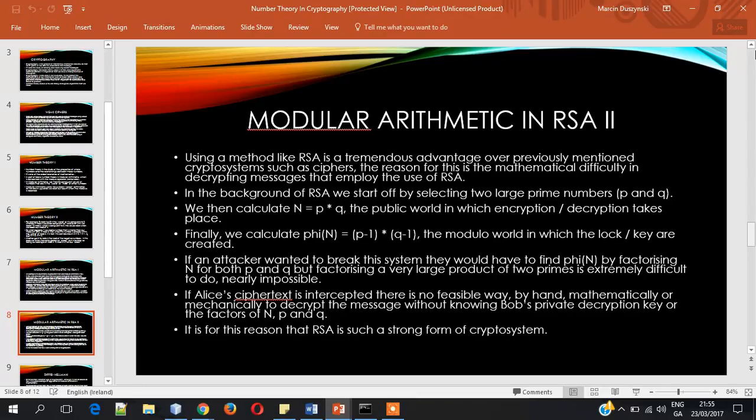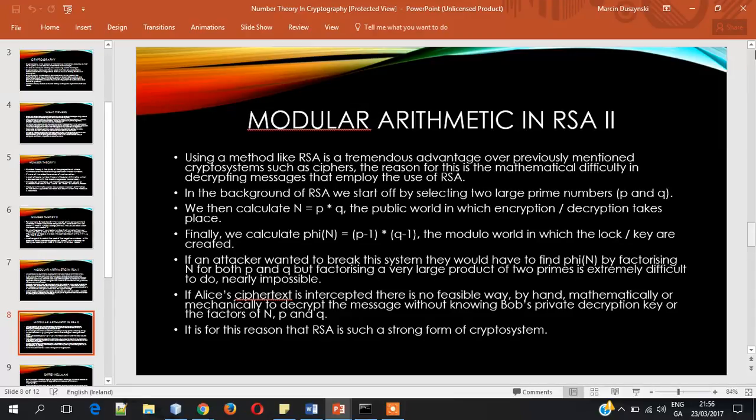So in the background of RSA, we start off by selecting two large prime numbers, P and Q. We then multiply those numbers, P and Q, to give us N, which gives us the mod, or the world, in which we are going to encrypt and decrypt our messages. Finally, we calculate phi of n, which is p minus 1 multiplied by q minus 1, which gives us the modular world in which the lock and the key are created.